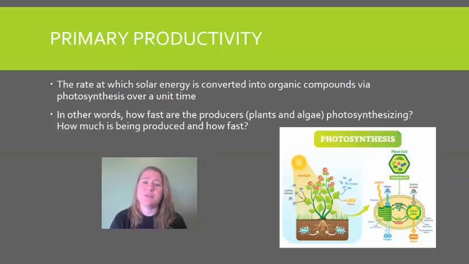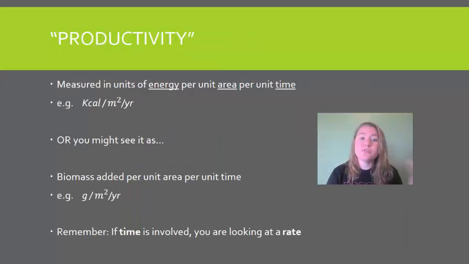So primary productivity is the rate at which solar energy is converted into organic compounds via photosynthesis over a unit of time. Basically, it is a measure of how much photosynthesis is taking place. So how fast are the producers, or the plants or the algae, doing photosynthesis, and how much is being produced and how fast.